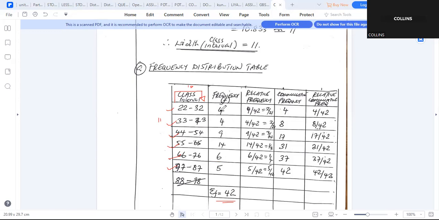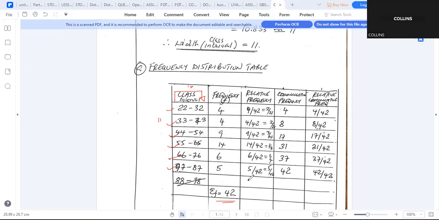Then you accumulate them. The 4, you bring it here. 4 plus 4, 8. 8 plus 9, 17. 17 plus 14, 31. 31 plus 6, 37. 37 plus 5 is 42. So these ones are the cumulative frequency.